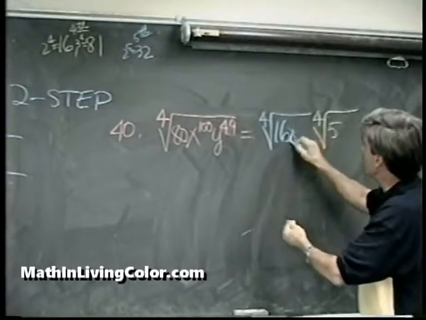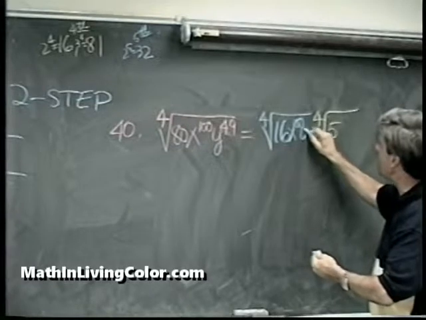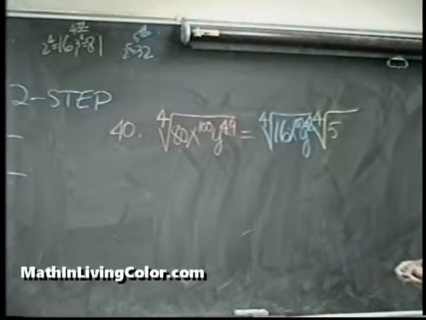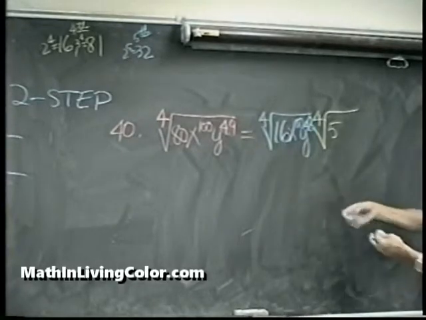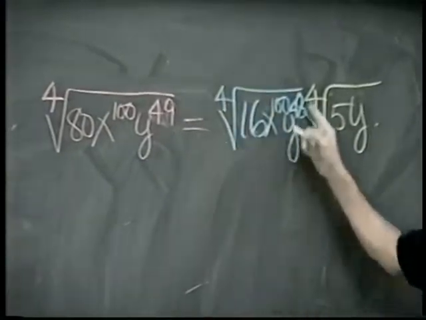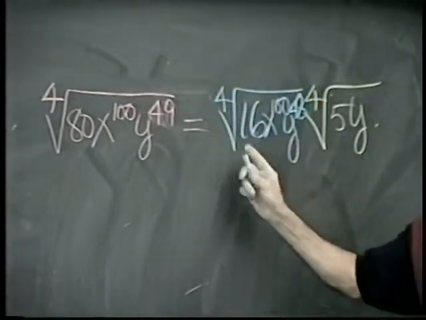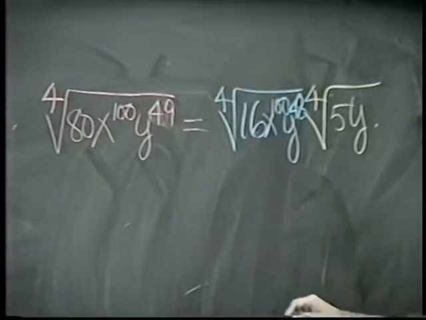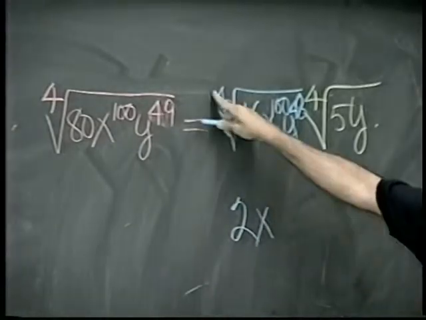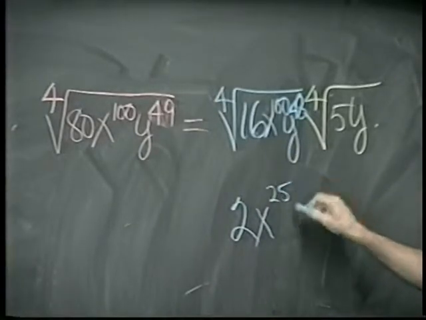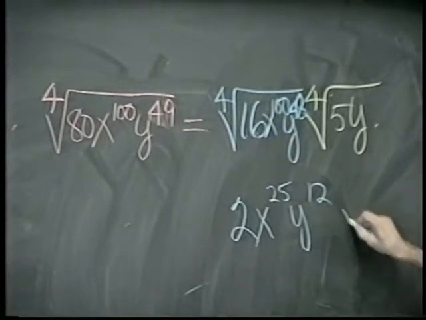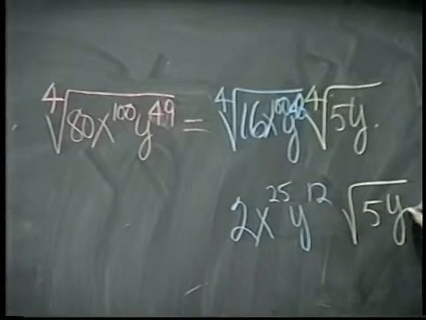So we'll put x to the 100th there, and y to the what? 48. I didn't leave much room, sorry about that. And then what's the leftover? We got a y left over? Y. Okay, now can everybody in here take the fourth root of all of this? Now we're ready to do the fourth root. Fourth root of 16 would be? 2. And then x, what do we do to the x? 25. And then we do the y, take the 48, divide by 4 is 12. And then the fourth root of 5y.